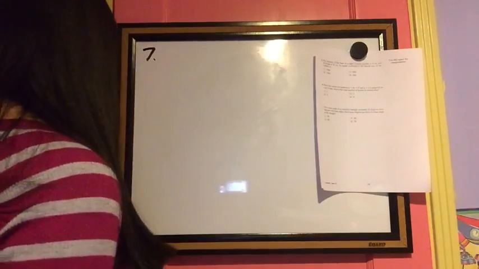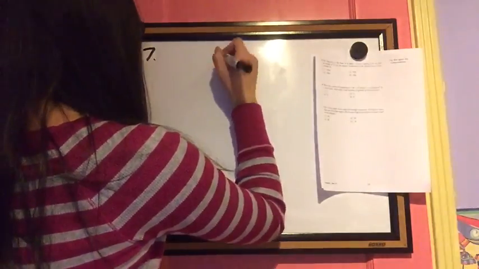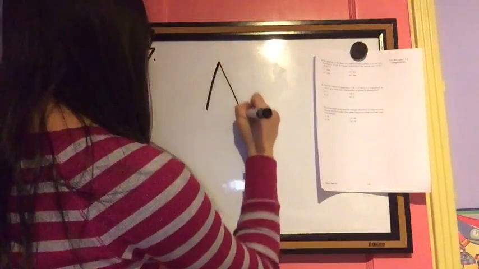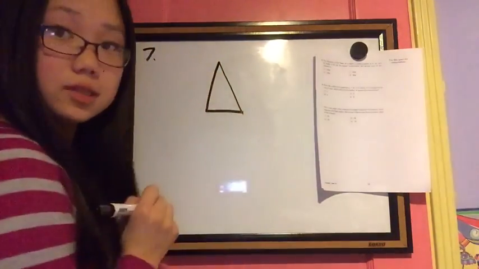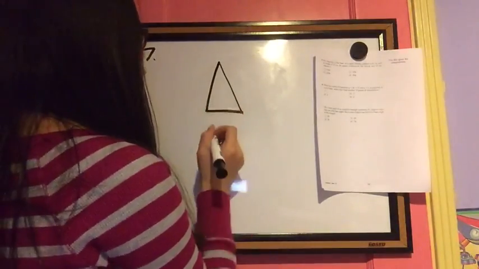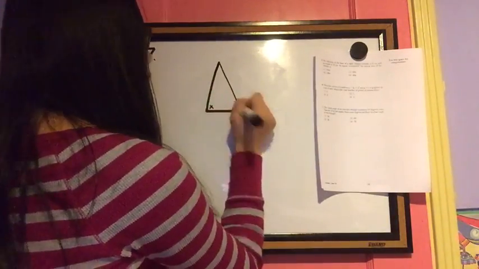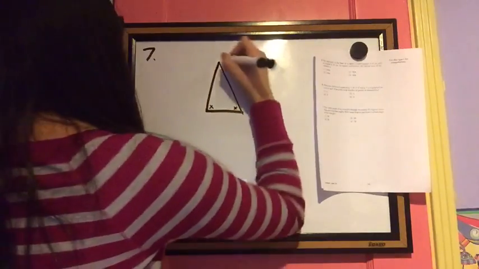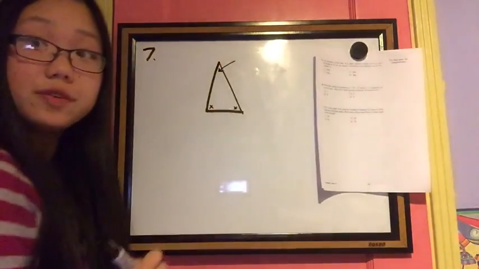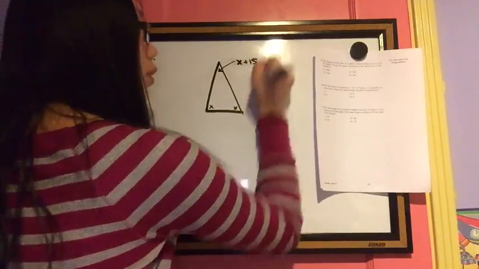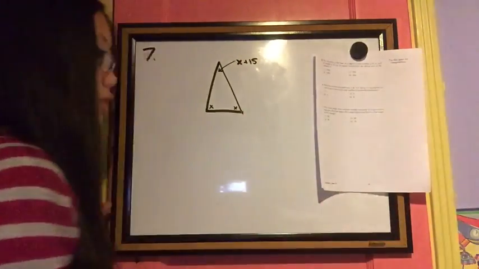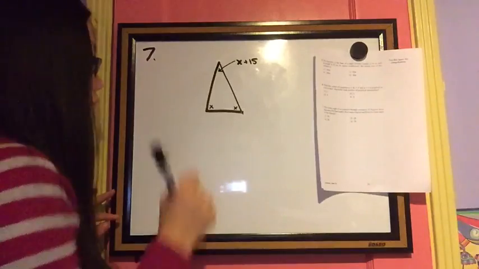So number 7 says that the vertex of an isosceles triangle measures 15 degrees more than one of its base angles. An isosceles triangle is like this, and these two base angles are the same, they're equal. So we can call them x. And the vertex of this, which is right here, is 15 more. So that would be x plus 15. And we are looking for how many degrees in a base angle. So we are solving for x.